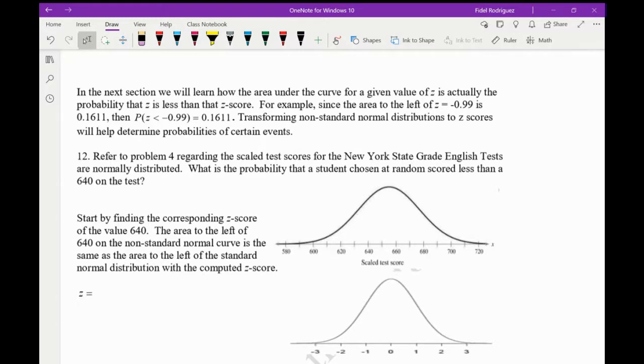And it says, in the next section, we're going to learn how the area under the curve for a given value of z is actually the probability that z is less than that z-score. And it says, for example, since the area to the left of z equals negative 0.99 is 0.1611, then that means that the probability that z is smaller than negative 0.99 is 0.1611. And it says transforming non-standard normal distributions to z-scores will help determine the probabilities of certain events.